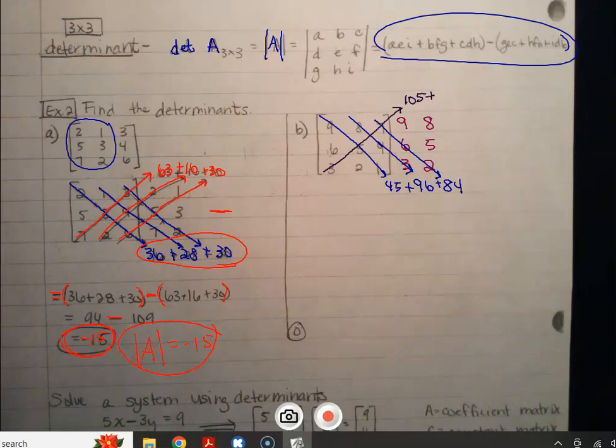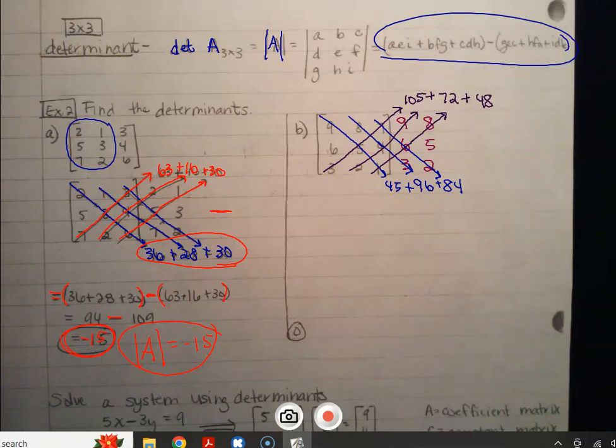Okay, plus. Then I've got 2 times 4 is 8. 8 times 9 is 72. Plus. Then I have 1 times 6 is 6. And 6 times 8 is 48. Okay. So there I've done all my work.